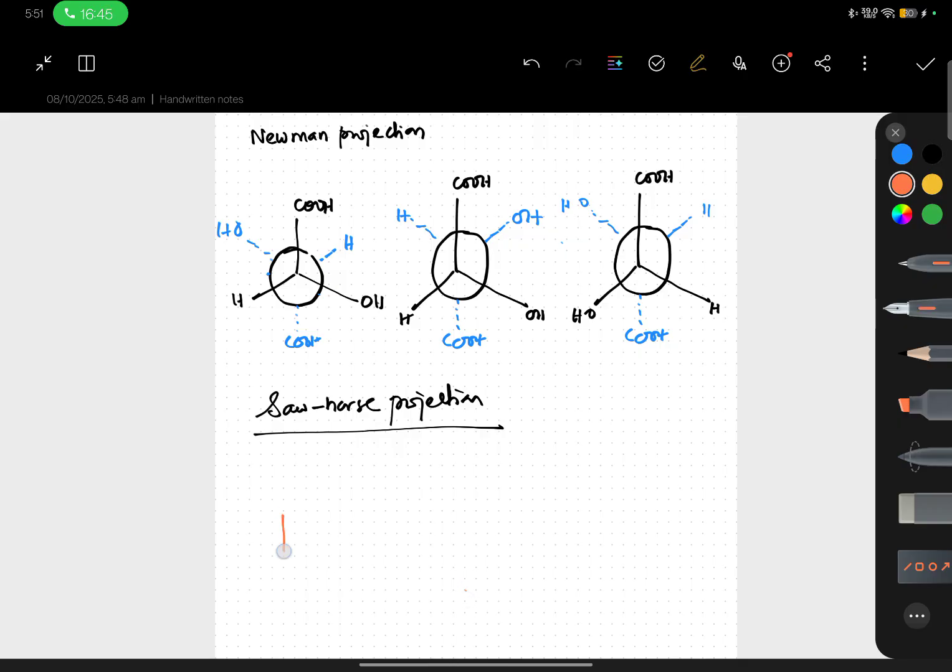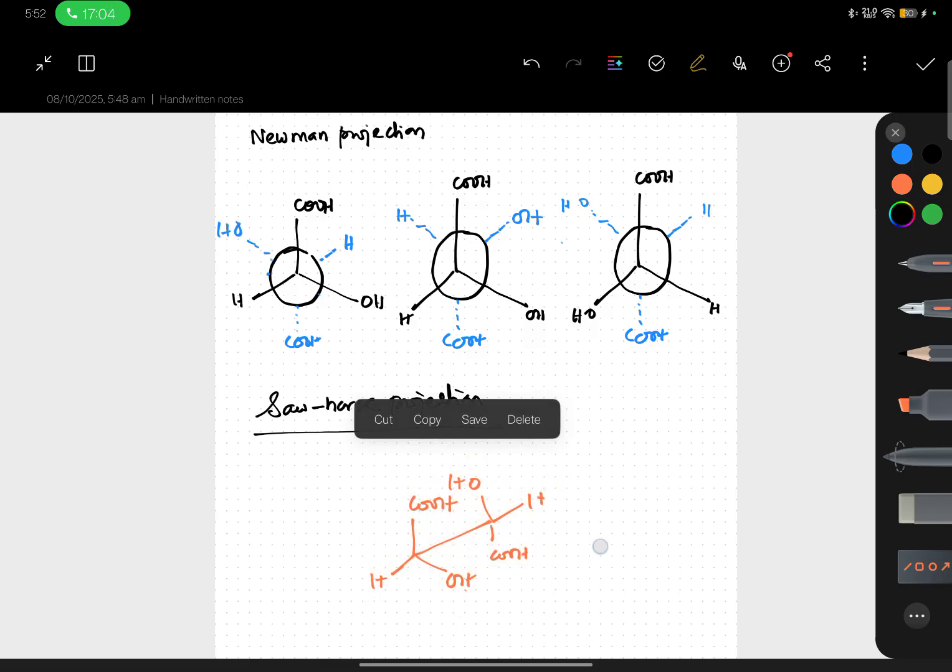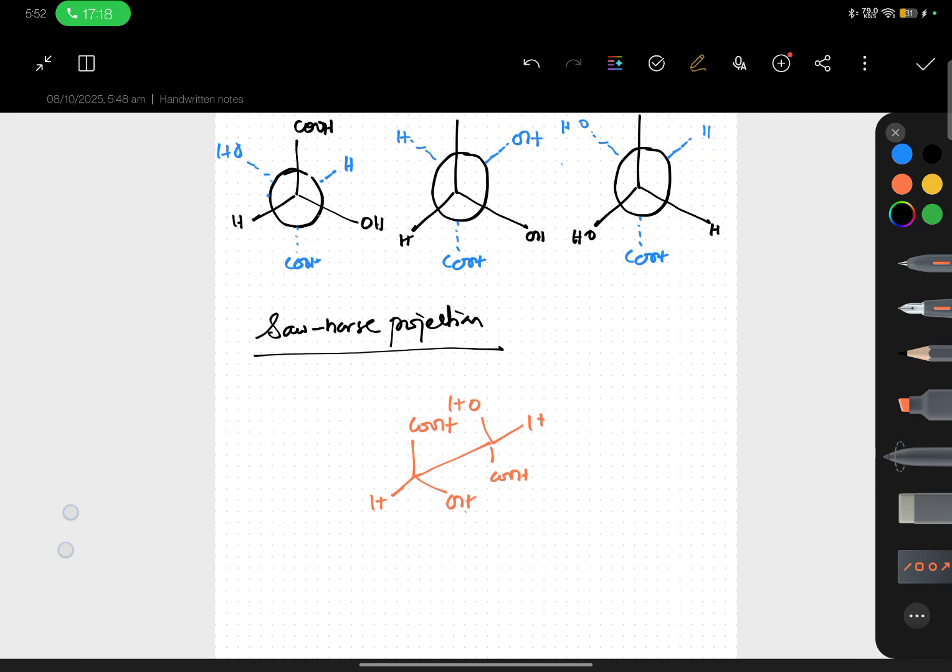For example, if you take the front carbon as COOH, H and OH, the back carbon is drawn like that, COOH, H and OH. Likewise, you can draw for the other two molecules also. So this is called a sawhorse. Right? Can I move forward?